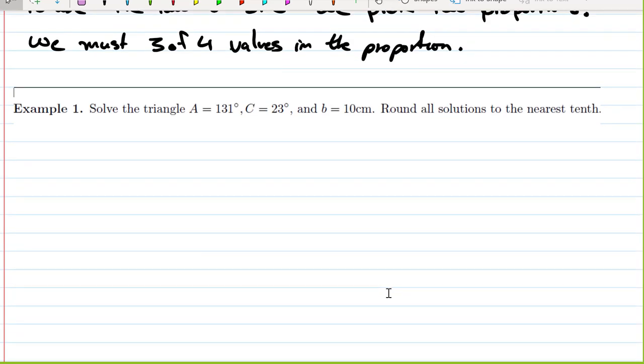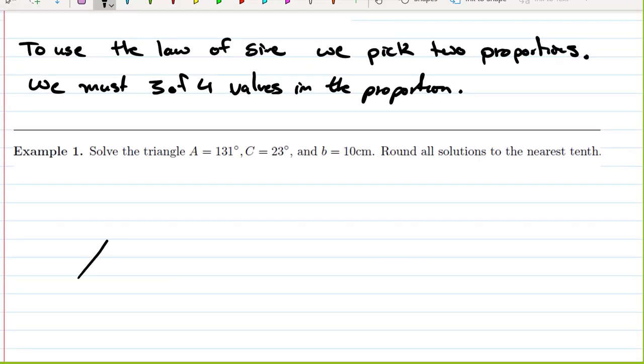So we want to solve the triangle given by A equals 131 degrees, C equals 23 degrees, and B equals 10 centimeters. Then we want to round all solutions to the nearest tenth. Okay, so it's always a good idea to draw just a sketch. It doesn't have to be accurate or proportional, and then we're just going to label all of our sides.